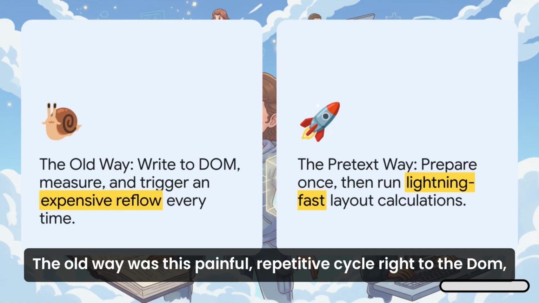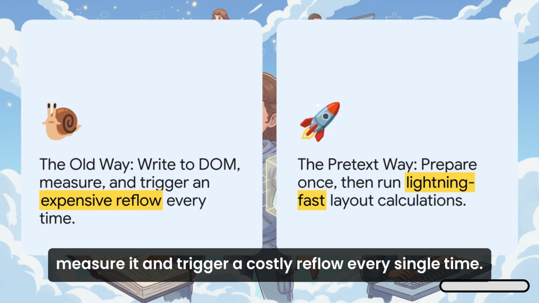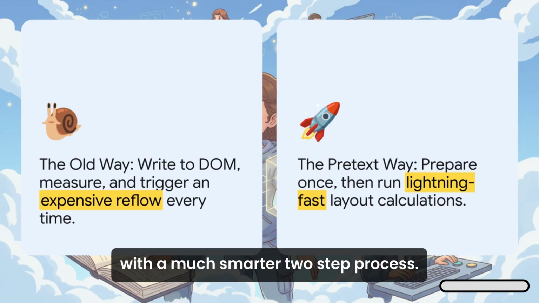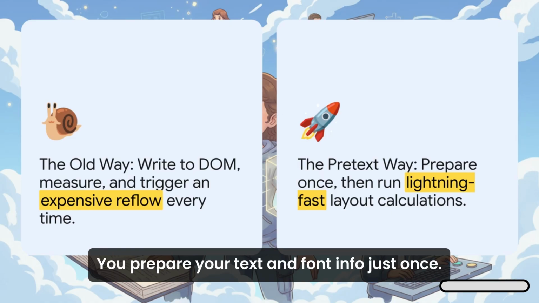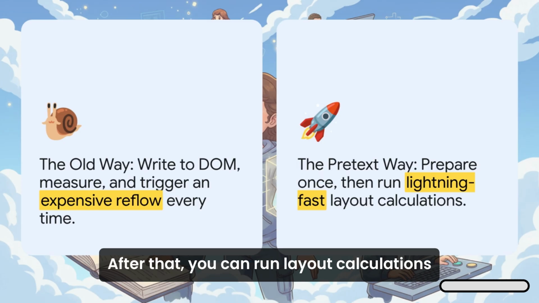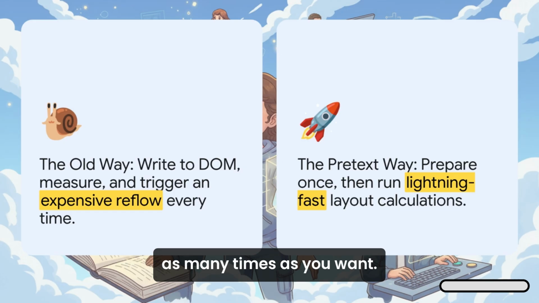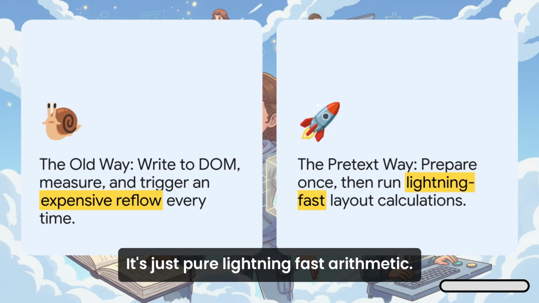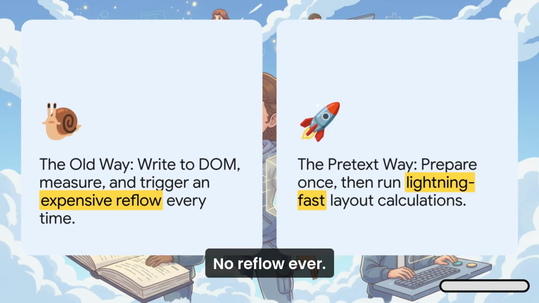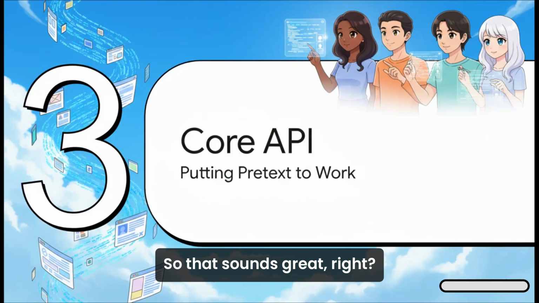And this really shows you the night and day difference in the approach. The old way was this painful, repetitive cycle: write to the DOM, measure it, and trigger a costly reflow every single time. But Pretext flips that on its head with a much smarter two-step process. You prepare your text and font info just once. After that, you can run layout calculations as many times as you want. It's just pure, lightning-fast arithmetic. No reflows, ever.